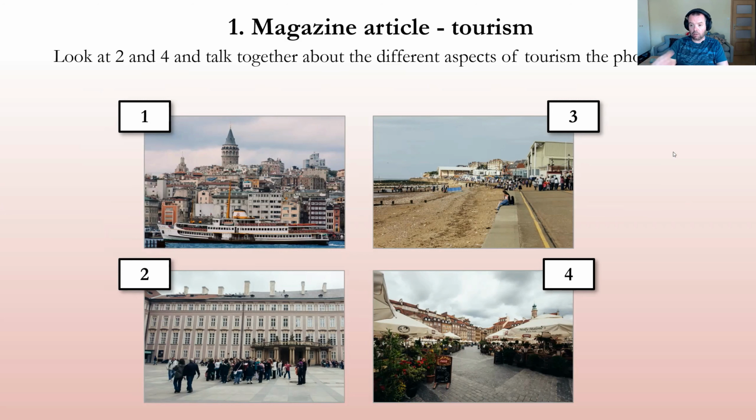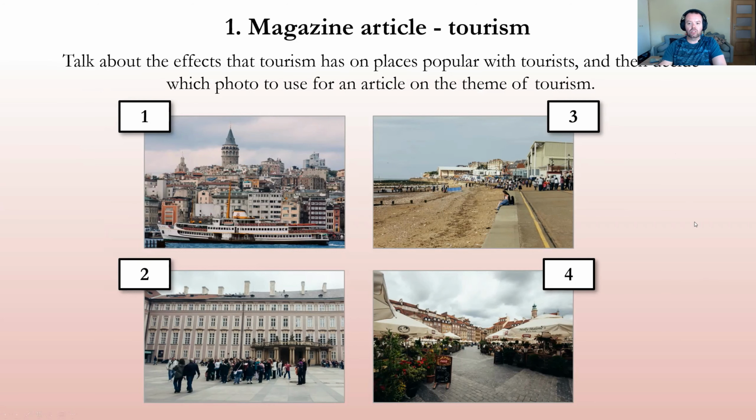So that will last about 1 minute, and then you go into the full collaborative task where you have now 3 minutes or thereabouts to talk about all 4 of the pictures. Talk about the effects that tourism has on places popular with tourists, and then decide which photo to use for an article on the theme of tourism. So actually there are 2 tasks here wrapped up in one. This is like the old style pre-2015 FC and CAE, where you had the discussion and decision to make.